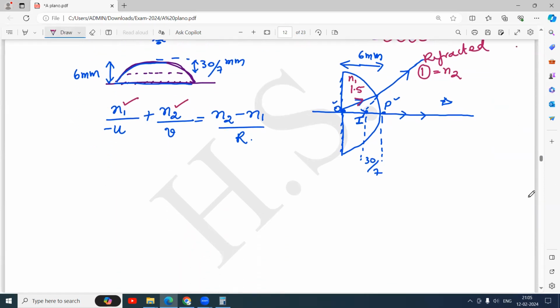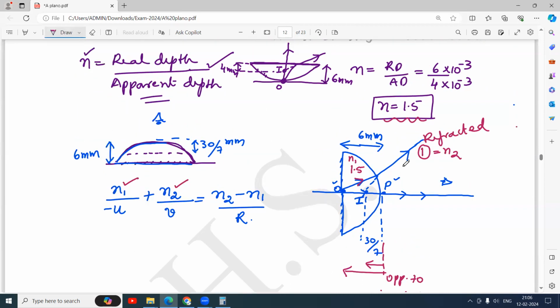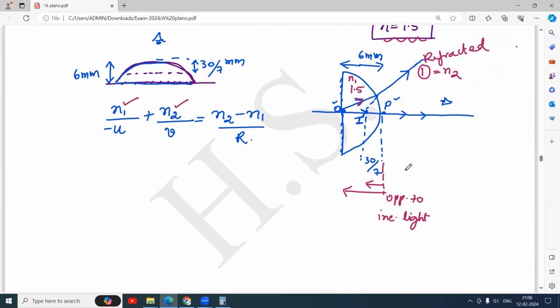Remember, all these distances have to be measured from the pole. So when you measure the distances from the pole, you have to go like this. You have to measure the distance opposite to the direction of incident light. So all the distances are negative. Even the radius of curvature is also negative. So now our job is to find out the radius, because if you want to know the focal length, you must have the radius. So let us substitute in this formula.